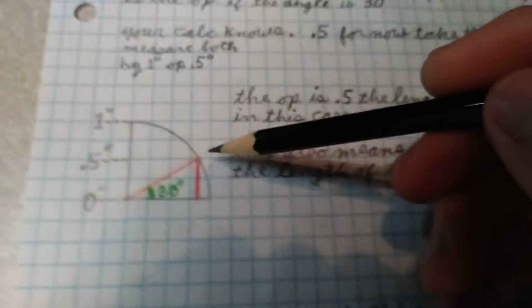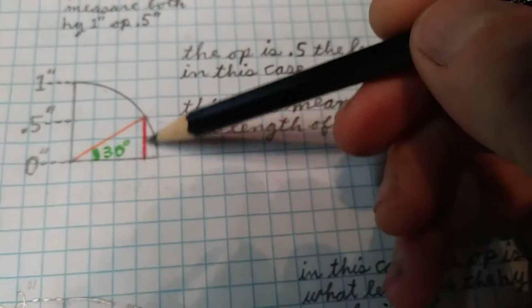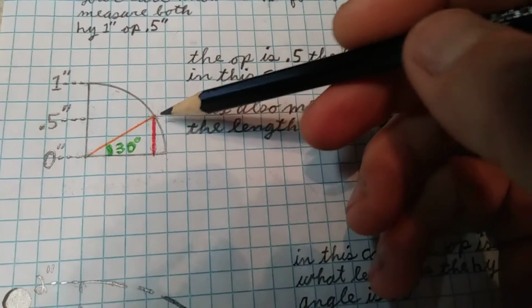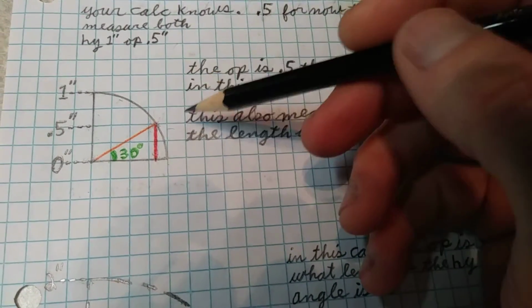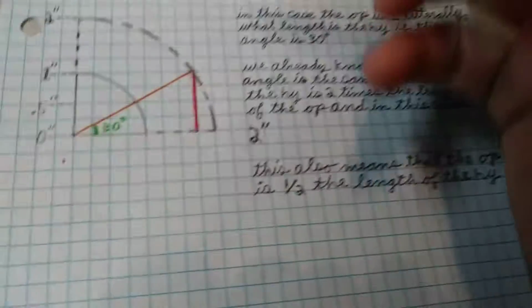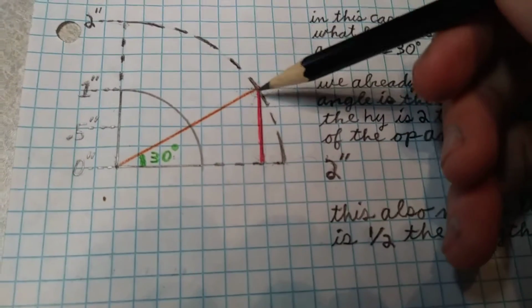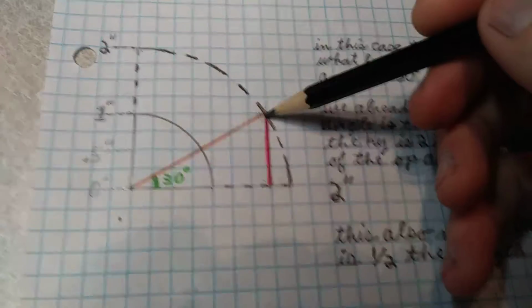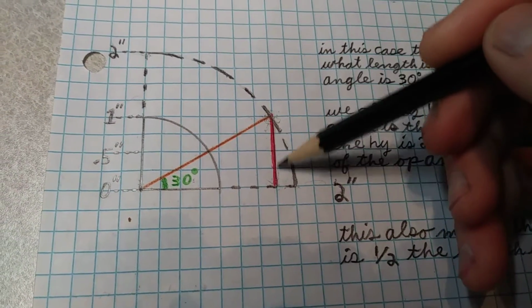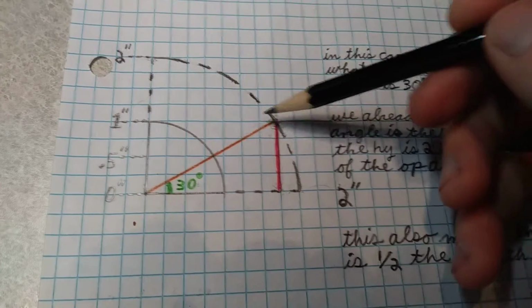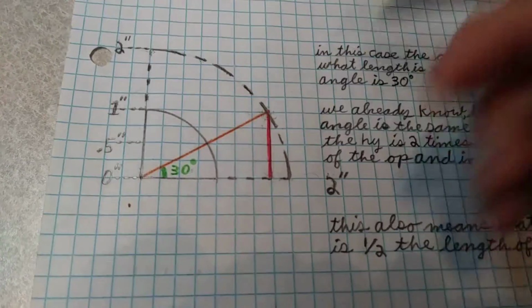Now, let's make a statement about both of these. Notice that up here, where the opposite side length is 0.5 inches, the opposite side is 0.5 the length of the hypotenuse. And notice that down here, the opposite side is 1 inch, and the hypotenuse is 2 inches. The opposite side length is also 0.5 the length of the hypotenuse in both cases.